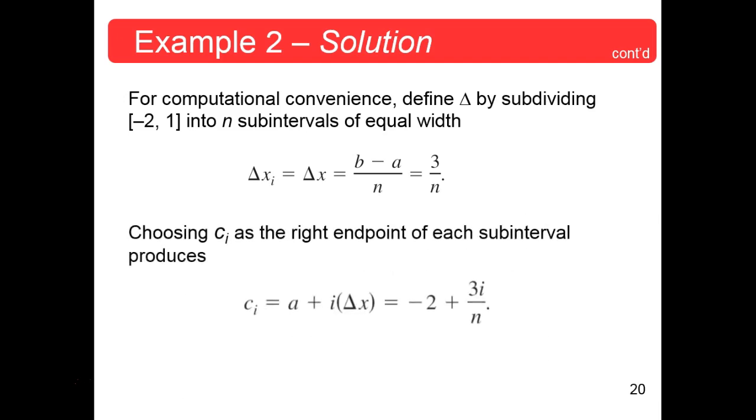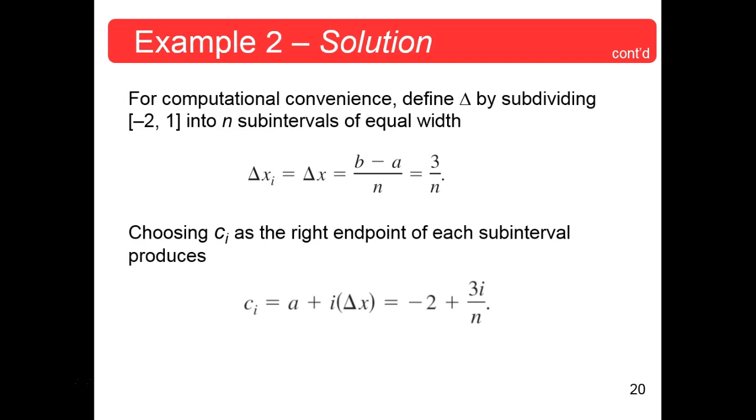Okay? By choosing c sub i as the right endpoint, the only difference that makes is how we define this. The right endpoint would then be a, which is your first one, plus i times delta x. So on the right endpoint, you go over 1 delta x unit, 1 times 3 over n, that'll be the right endpoint.